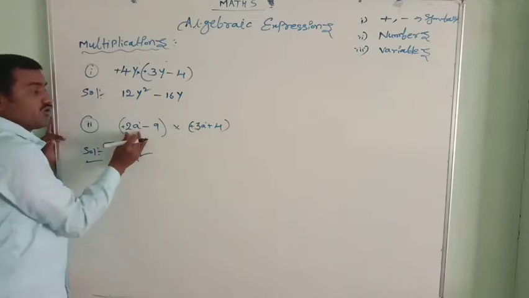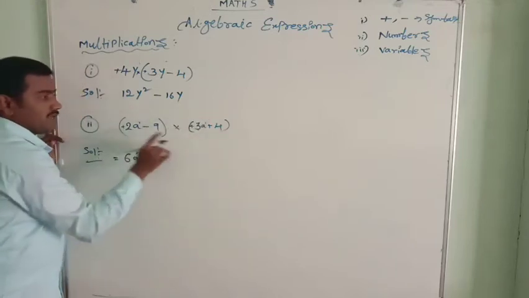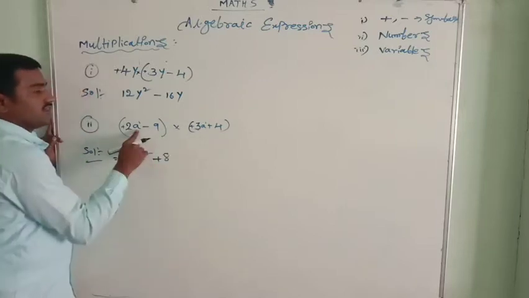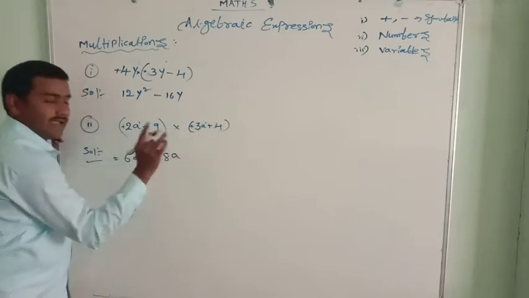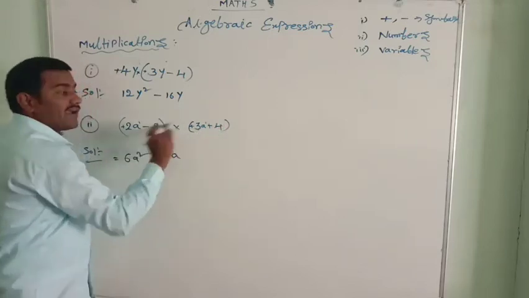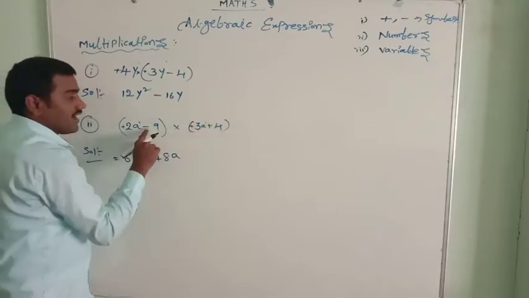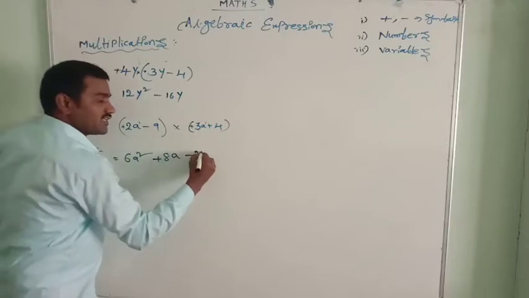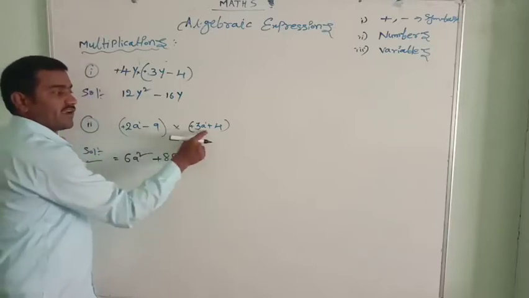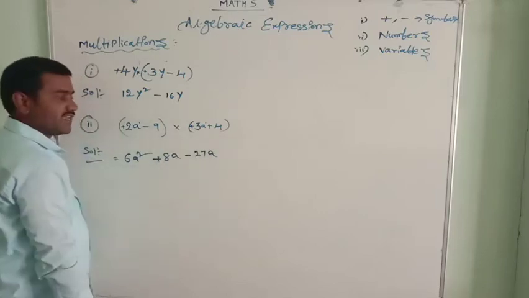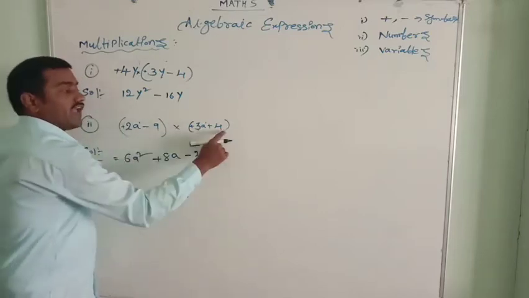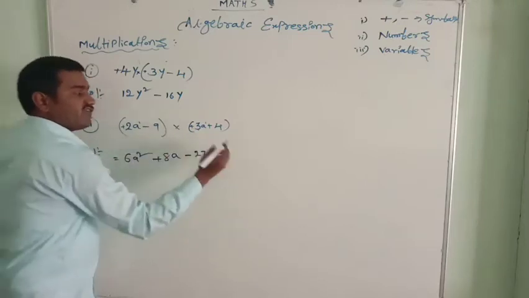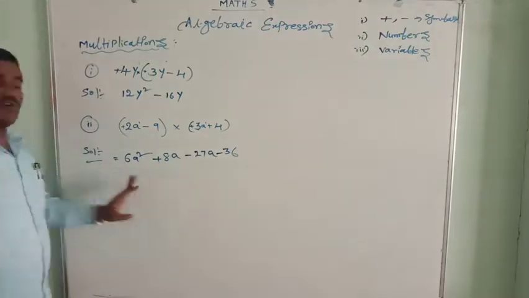Next we go for this 2a into plus 4. Plus into plus is plus. 2 fours are 8. A into, there is no variable here, so you write the same a here. Finished. Now with minus 9 we need to multiply. Remember, minus into plus is minus. 9 threes are 27. Next, here there is no variable, but here the variable is a, so you write a. Finished. Now next, minus 9 into 4. Minus into plus is minus. 9 fours are 36. We got this.